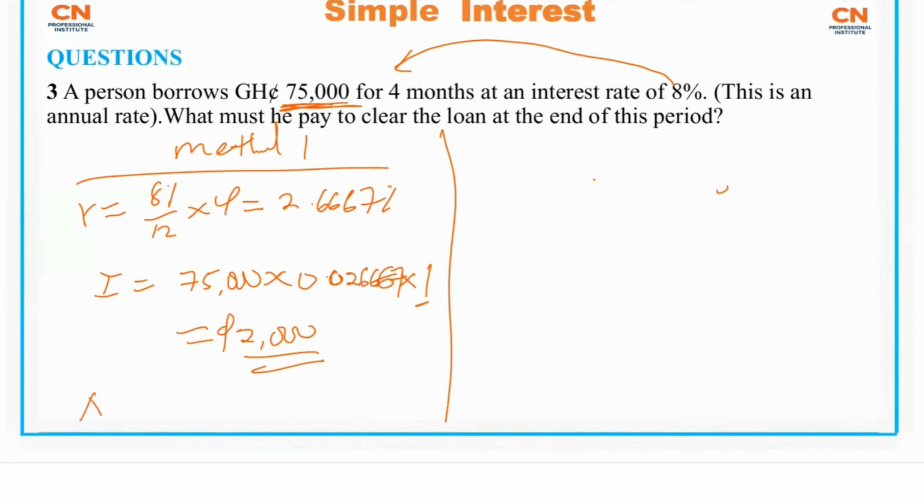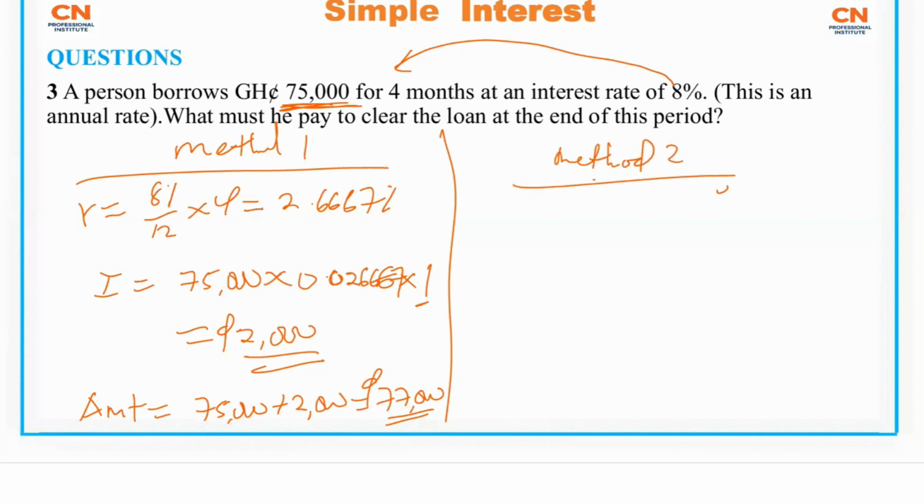Okay, so the amount that we paid at the end of the period is the principal 75,000 plus the interest 2,000, which gives us 77,000. Now with method 2, we want to do it this way. You see, with method 1, we changed the rate. We changed the 8% to the 4 month rate. With method 2, we rather change the 4 months to what? Years. So that we will maintain the 8%.